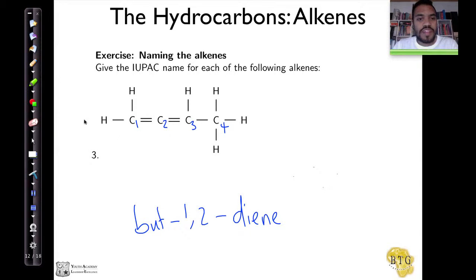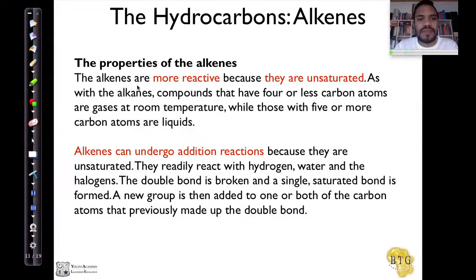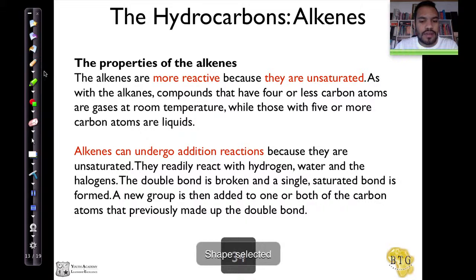Right, and so that concludes our part on the alkenes, and then finally let's take a brief look at some of their properties and uses. One of the things that is important to note is that alkenes are more reactive because they are unsaturated compounds. In other words, they contain at least one double bond.